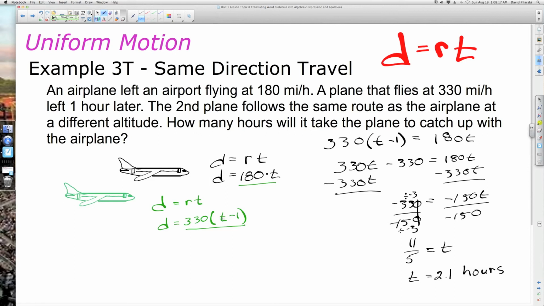So what we have to do is take t and subtract away 1 from it. So that would give us 2.1 hours minus 1 hour, and that would be equal to 1.1 hours, or about 1 hour and 6 minutes. That's how long it's going to take this green plane to catch up with the black plane.